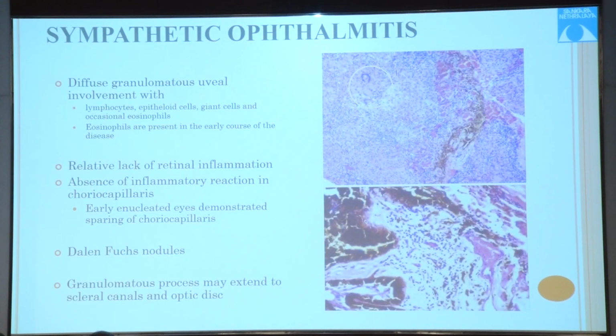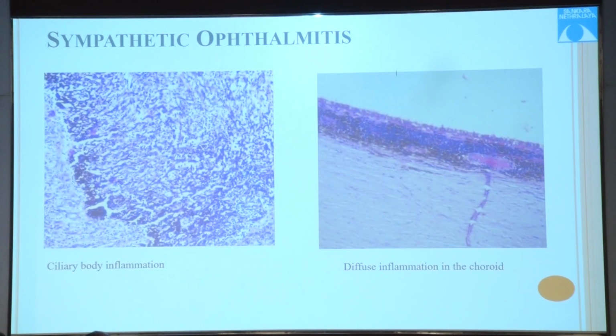Sympathetic ophthalmitis is characterized by diffuse granulomatous uveal involvement. There is a relative lack of retinal and choriocapillaris inflammation. Dalen-Fuchs nodules may be seen, and the granulomatous process may even extend to the scleral canals and the optic disc.